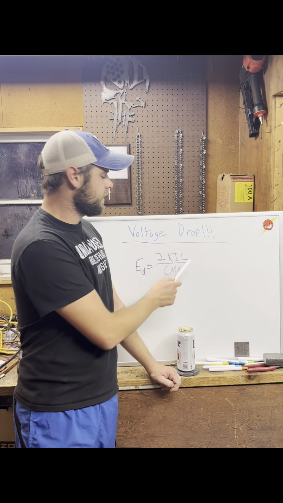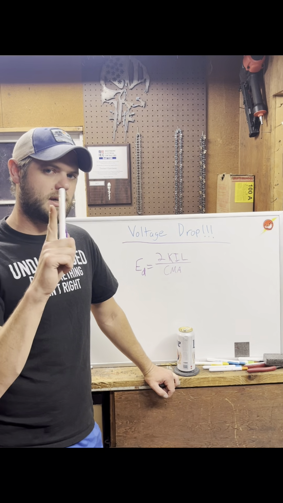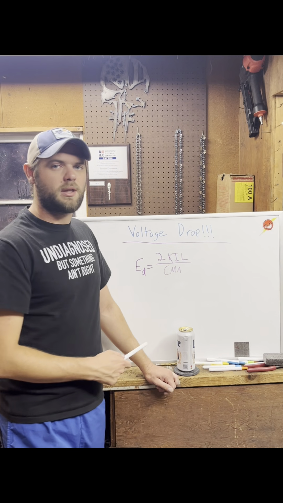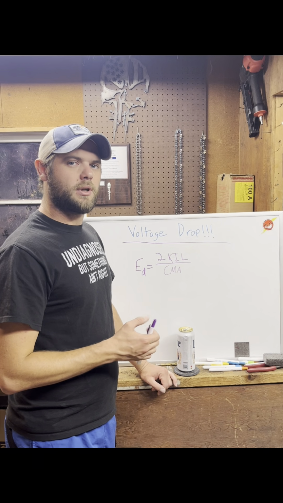And then we got the length in feet because that's really important. The longer the circuit, the higher the resistance. The higher the resistance, the higher the voltage drop. And finally, you divide all this by the circular mil area of the conductor. You can find that information in Chapter 9, Table 8. Let's go ahead and work out an example and I'll show you what that looks like.